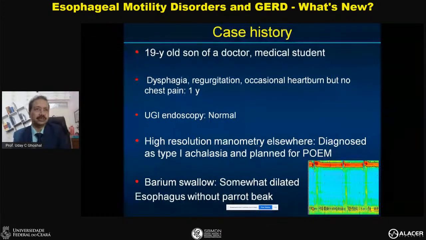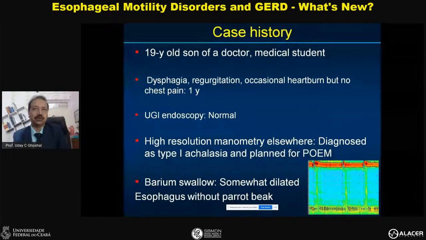Upper GI endoscopy done elsewhere was normal, and a high resolution manometry elsewhere diagnosed him as having type 1 achalasia, and therefore a POEM, or peroral endoscopic myotomy, was planned. He also underwent a barium swallow, which showed a somewhat dilated esophagus without any parrot beak.